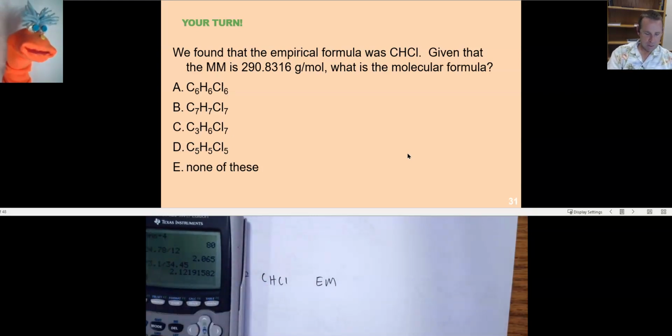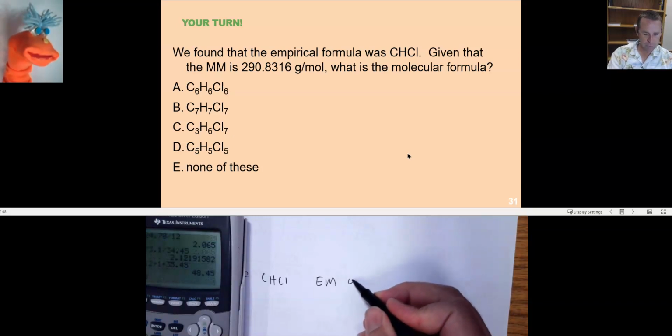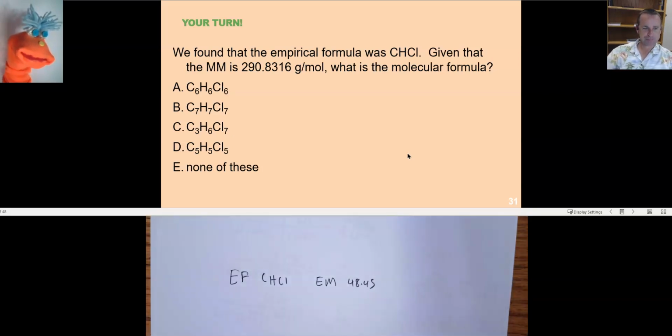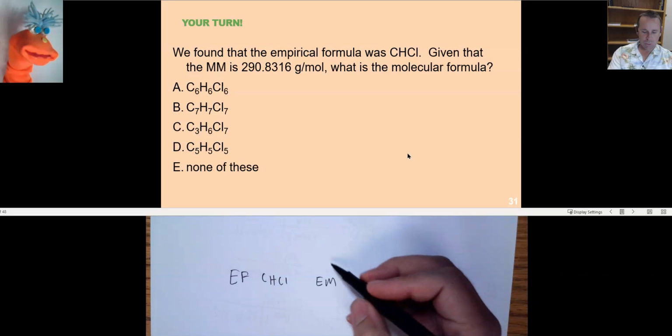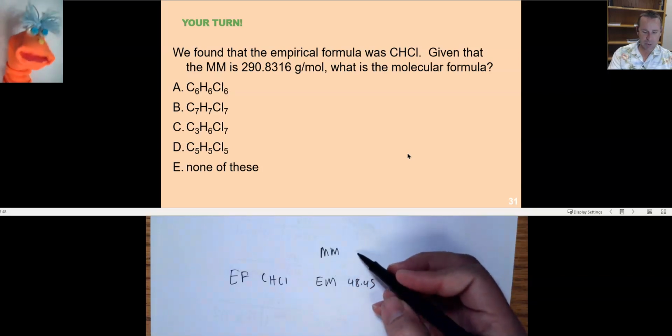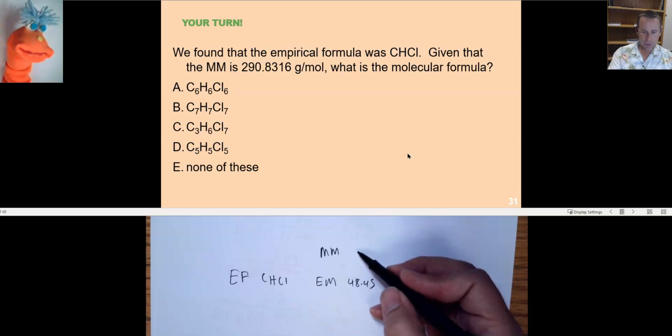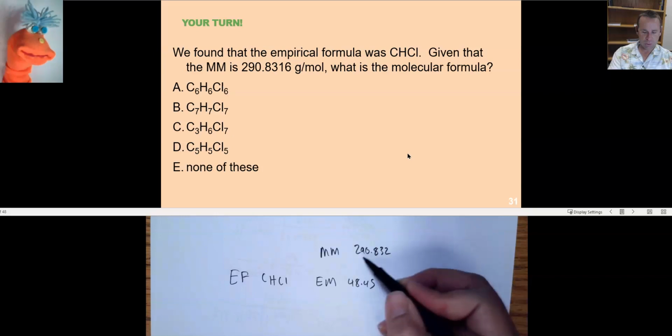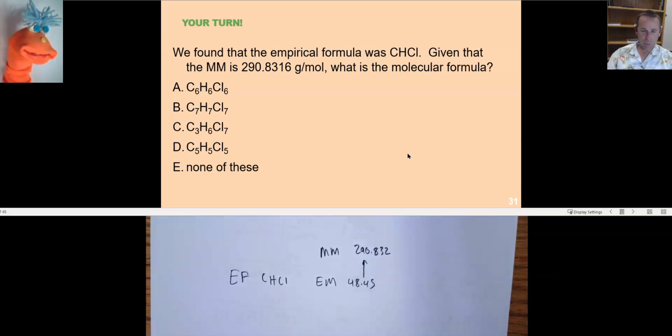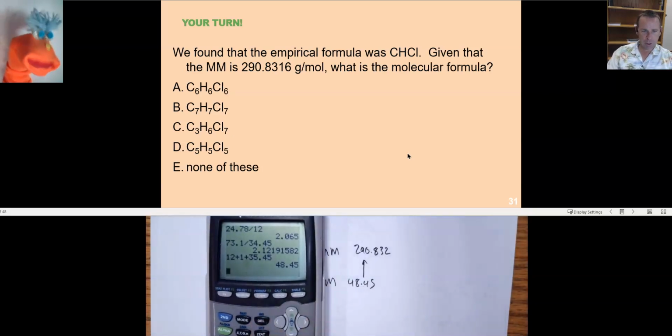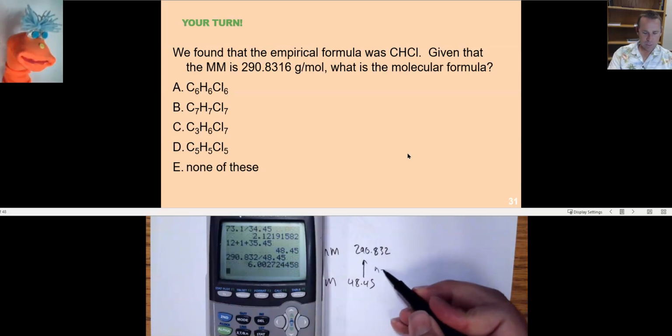So the empirical mass is 12 plus 1 plus 35.45, so 48.45 is the empirical mass. And we're told here that the molecular mass is 290.832. I should write that up here, because the relationship is between the empirical mass and the molecular mass. We can find our multiplier by taking that 290 and dividing it by the 48.45. So 290.832 divided by 48.45 gives me 6, n equals 6.